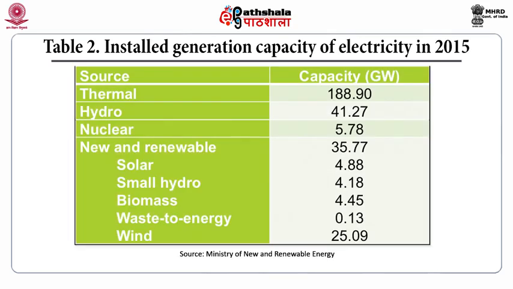In this table, you can see the installed generation capacity of electricity as per 2015. Here, the thermal capacity is 188 gigawatt, while hydro is 41.27 gigawatt, nuclear power is 5.7 gigawatt, and the new and renewable energy totals 35.77 gigawatt, coming from solar, small hydro energy, biomass energy, waste to energy, and wind energy.